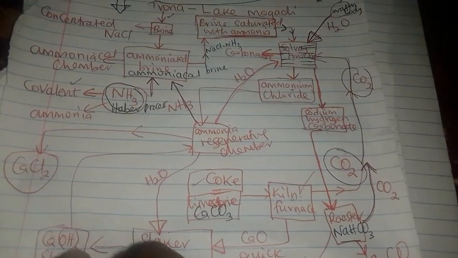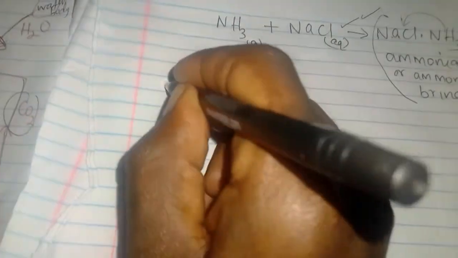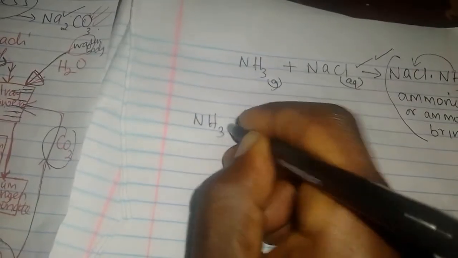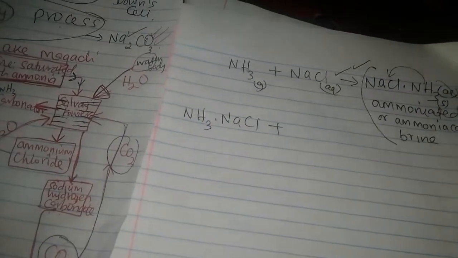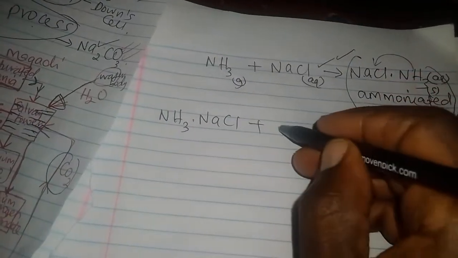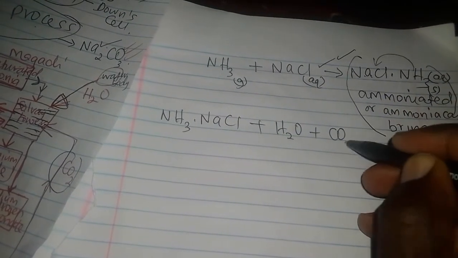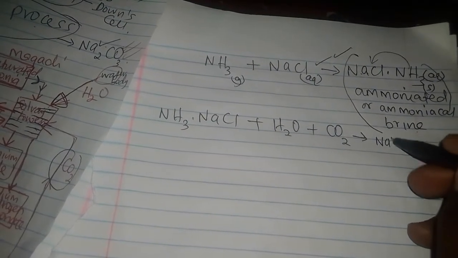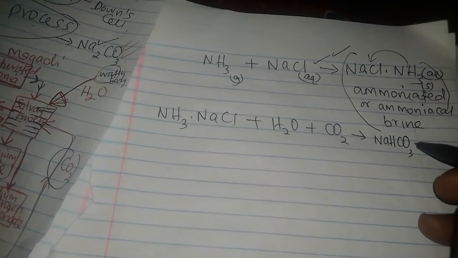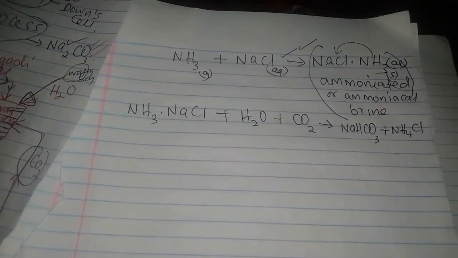So we can write a chemical equation for that. We can say ammoniacal brine plus water plus carbon dioxide combine to form sodium hydrogen carbonate and ammonium chloride. Good.